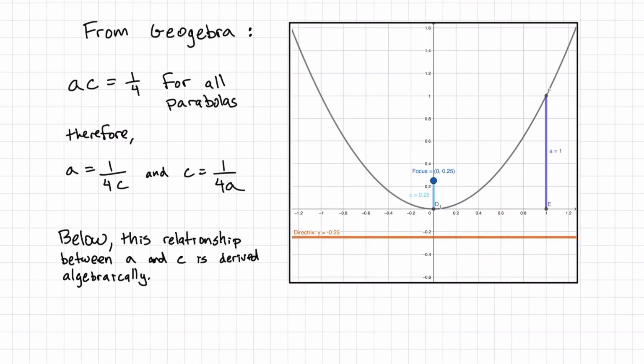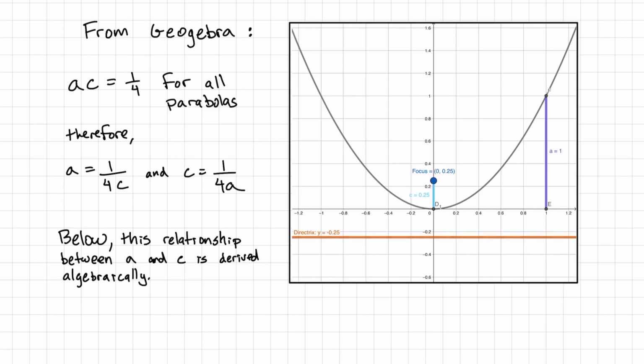So from GeoGebra, we saw that A times C is 0.25 or 1/4 for all parabolas. Therefore, we have this interesting relationship, and we can define A as 1/(4C) if I just divide both sides by C. And then I could do the same thing with C. If I want to know what C is, I could divide both sides by A, or multiply both sides times 1/A, and I end up with 1/(4A).